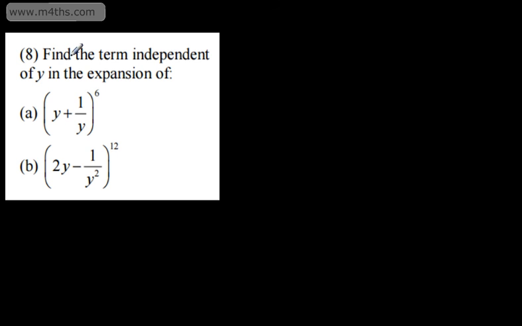Okay, in question 8, we're asked to find the term independent of y in the expansion of a, y plus 1 over y to the 6, and b, 2y minus 1 over y squared to the 12. Okay, a few different ways of looking at this. One way is to consider the powers increasing and decreasing. They will decrease on this term from 6 to 0 and increase on this term from 0 to 6. If we just think about it now, if we get to the point of where we have y to some power multiplied by 1 over y to some power, this is going to be 1. So it's going to be independent of y.